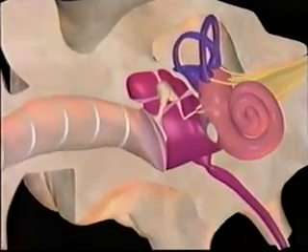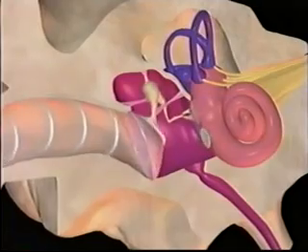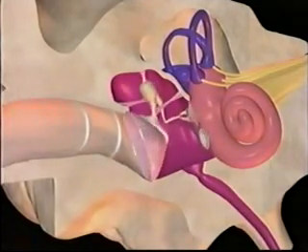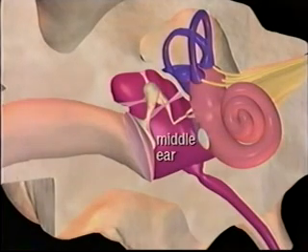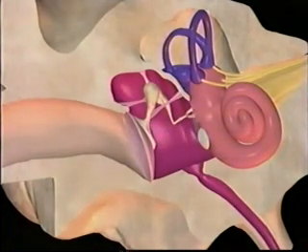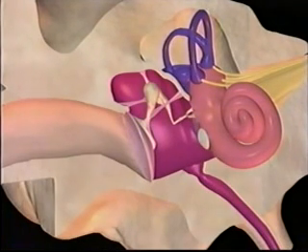The mechanical energy of the sound waves is converted into the mechanical energy of eardrum vibration. On the other side of the tympanic membrane lies the middle ear, or tympanic cavity. This is an air-filled, mucosa-lined cavity which lies within the petrous portion of the temporal bone.